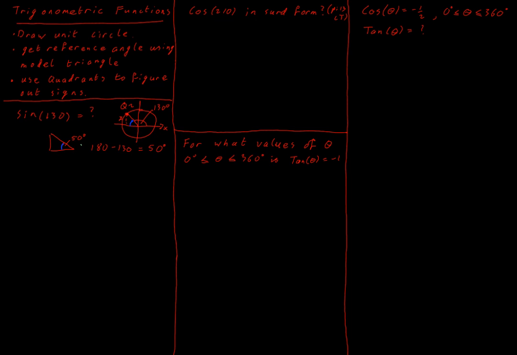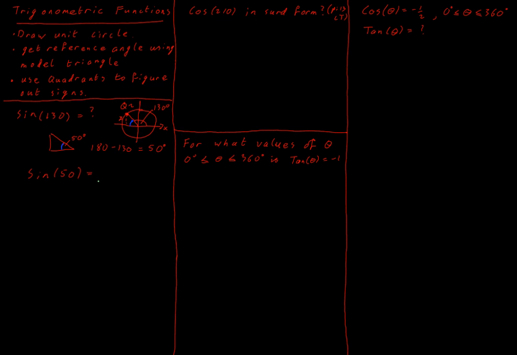And now that is the reference angle connected to sine of 130. So sine of 50 degrees would get me to the same height as sine of 130 degrees. So they are not quite equivalent, but they are related to each other. Now, I know my reference angle is 50 degrees, so what I'm going to do is find out what sine of 50 degrees would be, because that will get me to the same height. And then I'm going to use my quadrants to figure out what the sign should be.